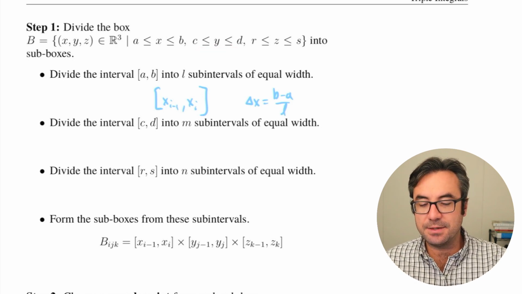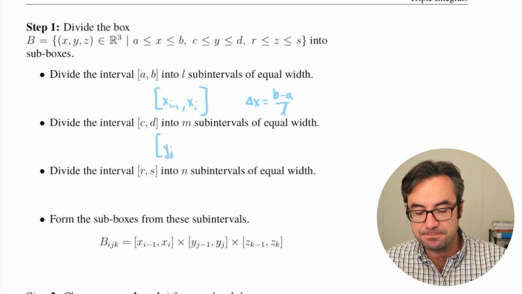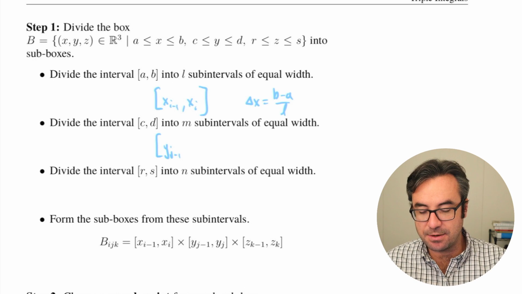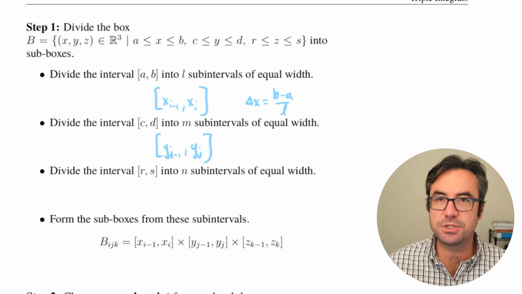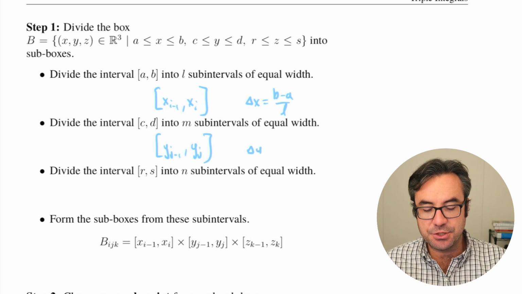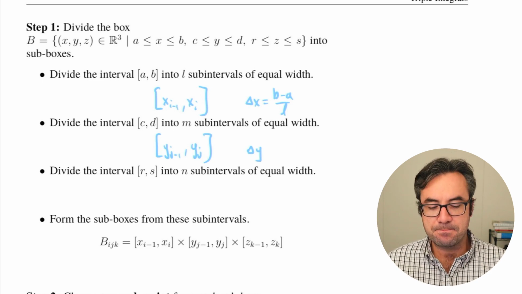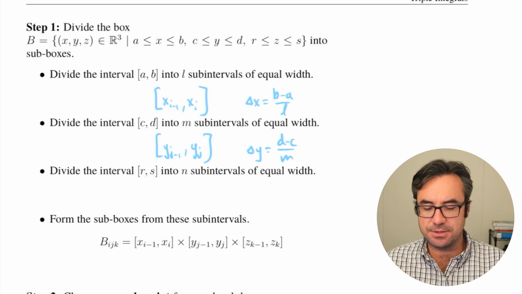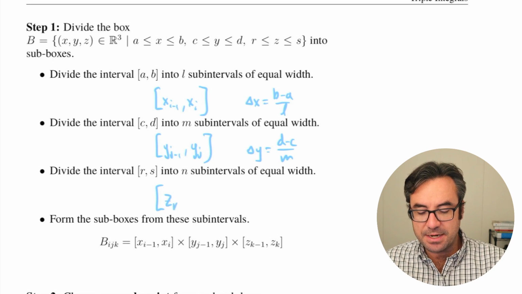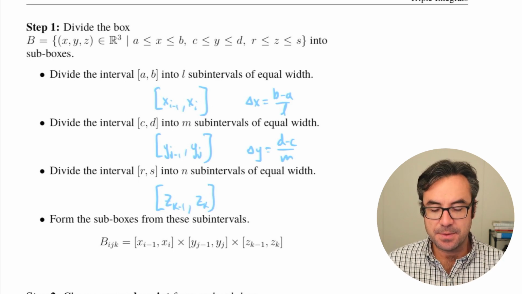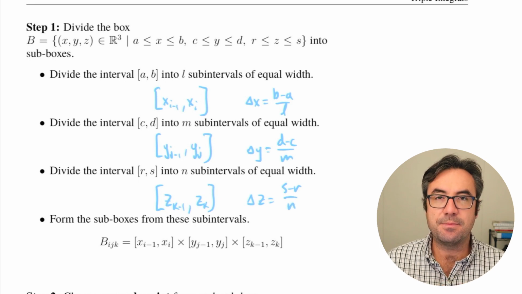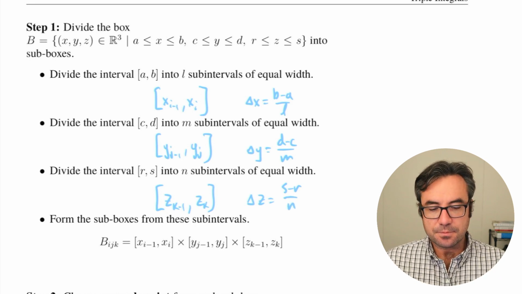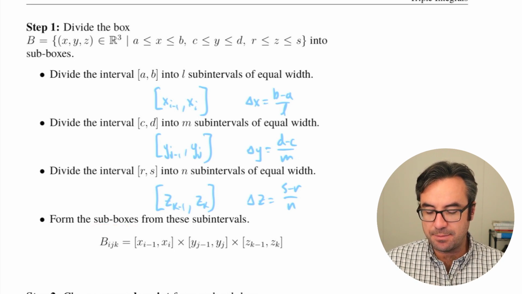We do the same thing for the y, so we could index that by, say, j. So y_{j-1}, y_j. So we get a whole bunch of little subintervals in the y direction, and each of those is going to have the same width, delta y, and this will be (d minus c) over m. And then same thing in the z direction. So we have our z. Maybe we index these with k. So we get a whole bunch of little subintervals, and then delta z here is just the length divided by how many subintervals. All right, so then we get a whole bunch of little sub boxes.